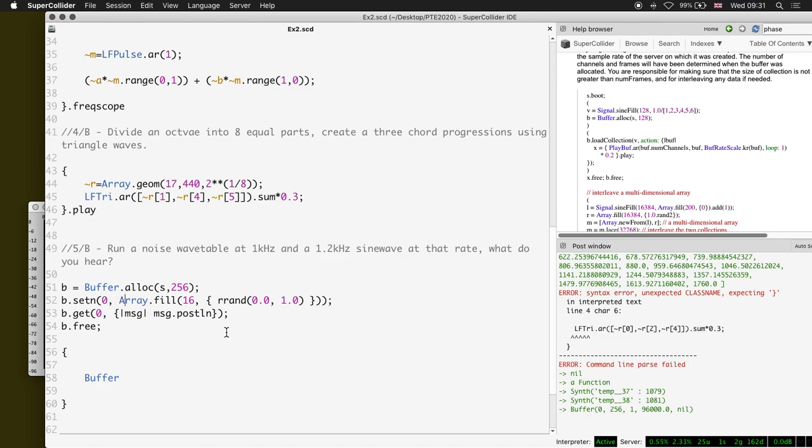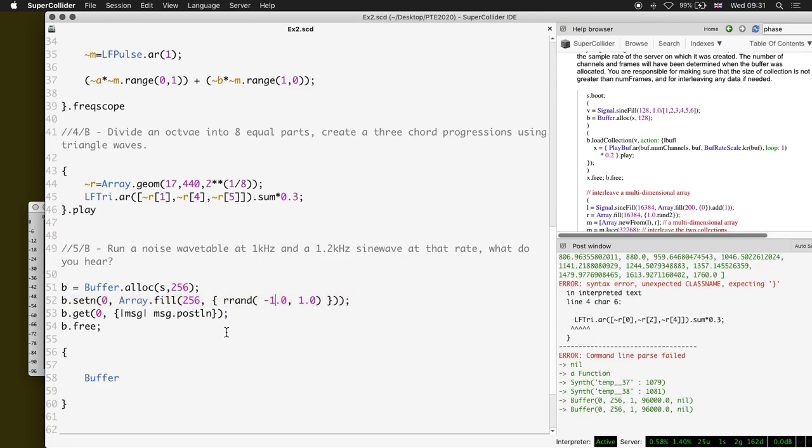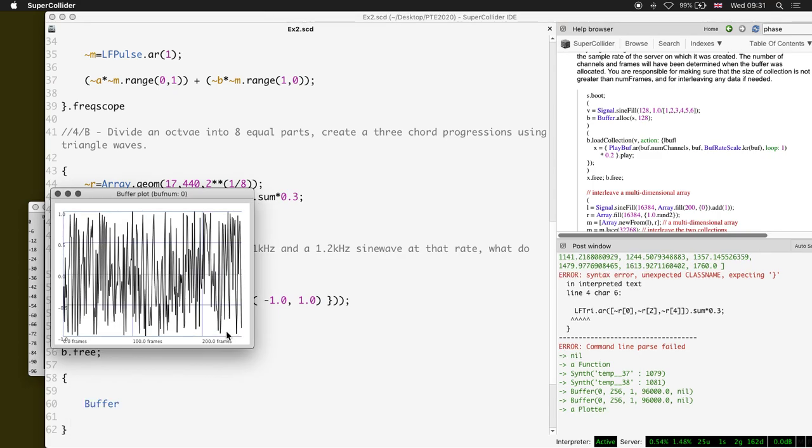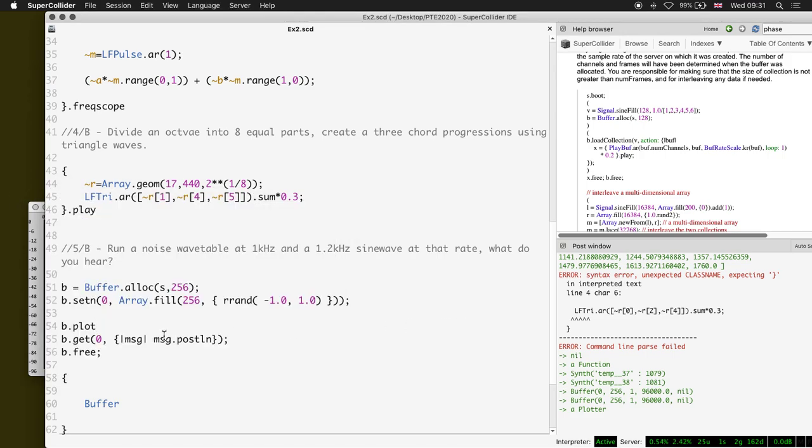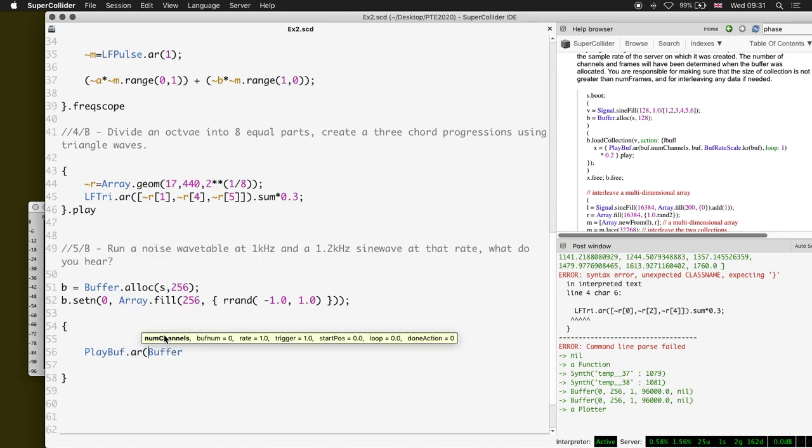And then we set the values starting from 0, and we take random values from -1 to +1. Okay, and let's see what's going on with that buffer. That is looking good. We have a buffer filled with noise, and then we're interested in playing that buffer. For that we have the method called PlayBuf. Okay, AR, number of channels 1, bufnum comes from b, and then comes the rate.